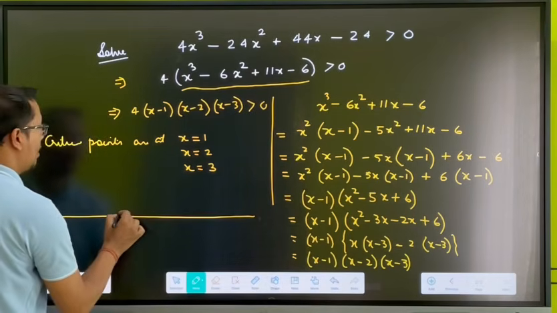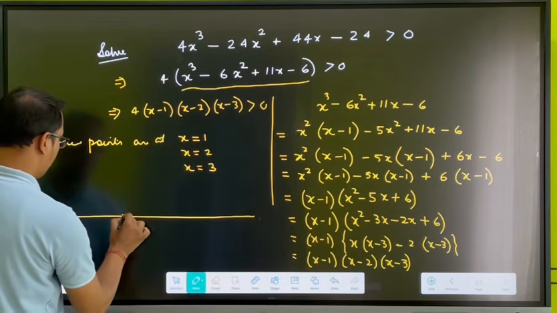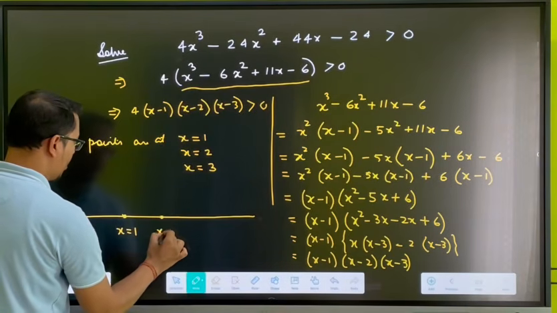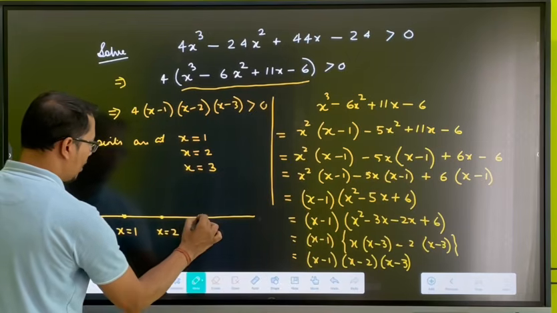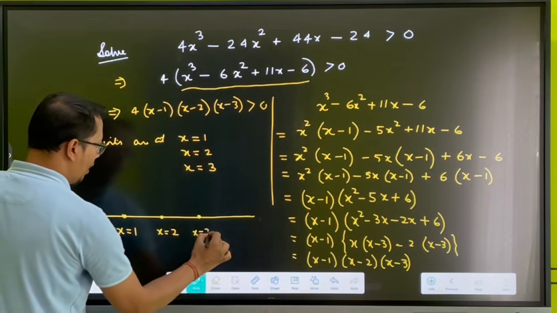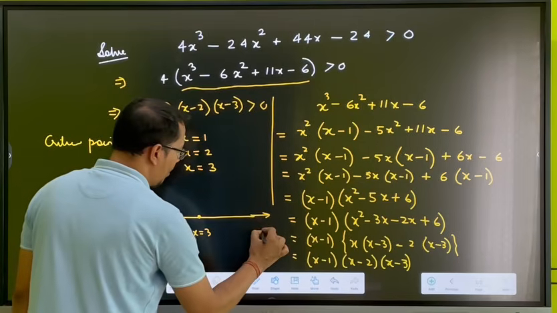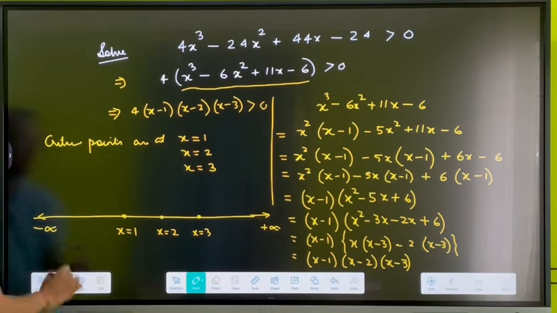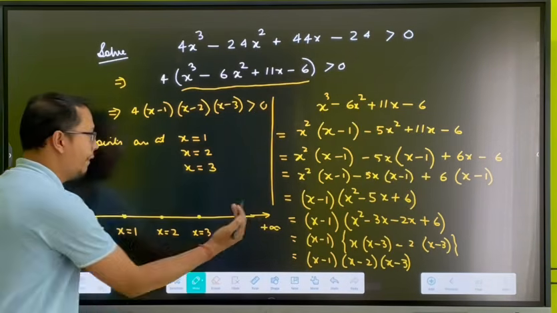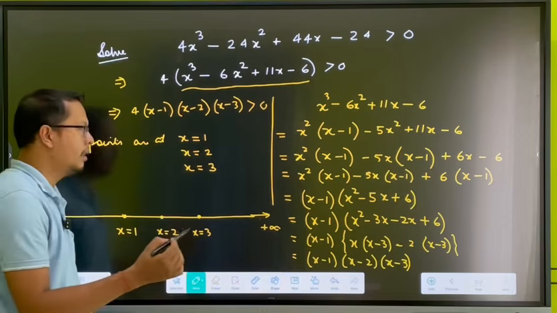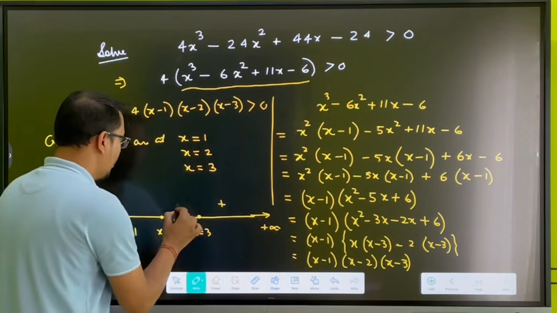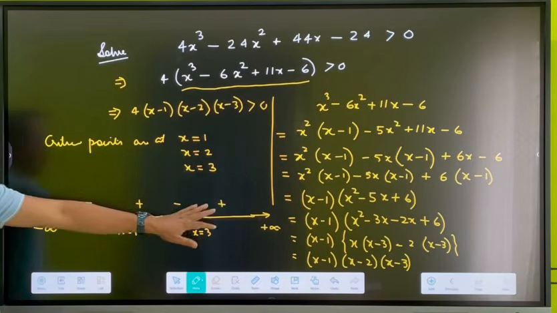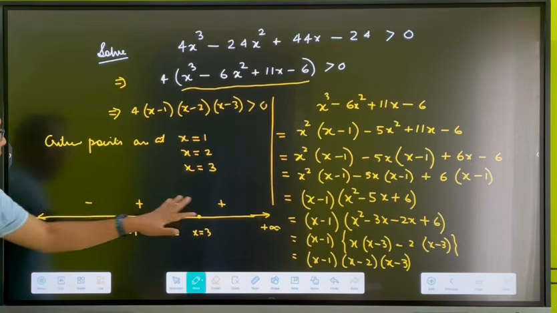Okay, so this is x equals 1, this is x equals 2, this is x equals 3, and this side is plus infinity and this side is minus infinity. From the left-hand side we will be plotting the signs plus, minus, plus, minus in this order. Okay, so we have plotted the sign chart.